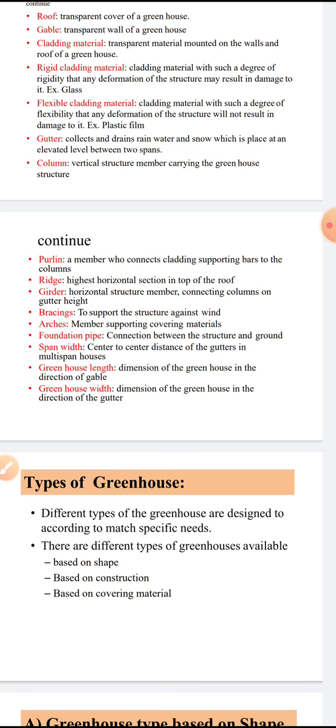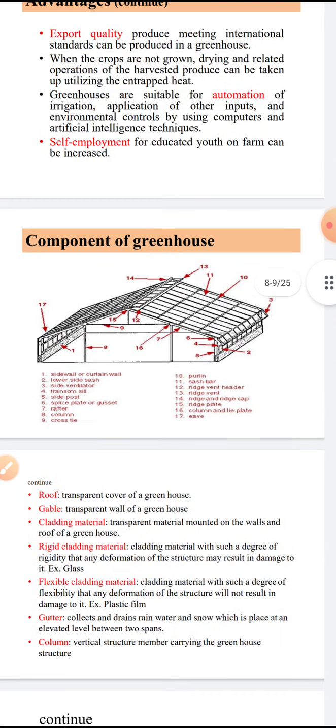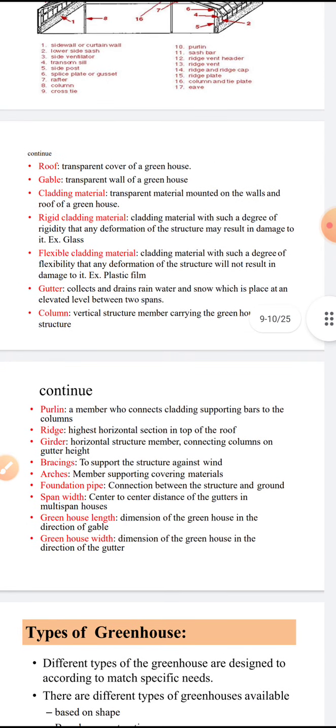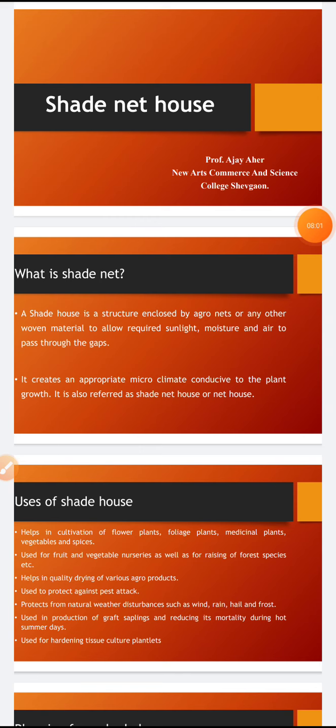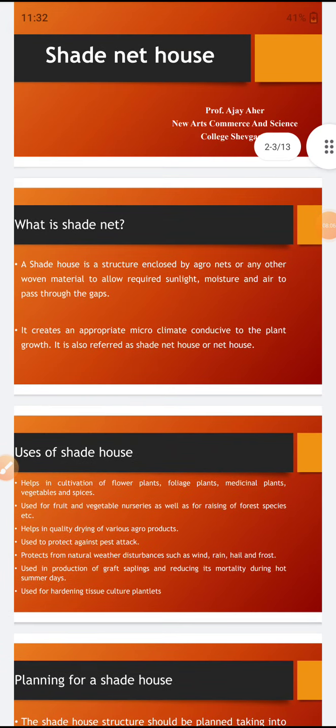Then greenhouse length and greenhouse width are the dimensions of the greenhouse: length in the direction of the gable, and width in the direction of the gutter. These are the components of greenhouses. Here we also have to study about the Shednet house.